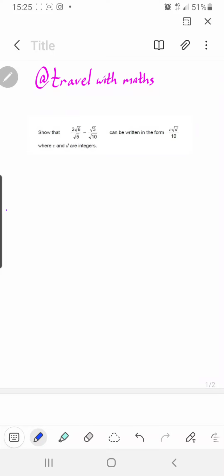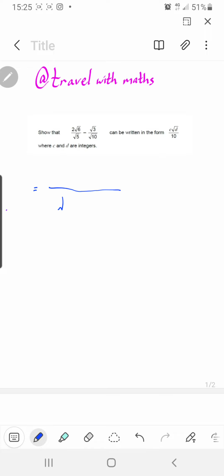Right, now there are two ways to do this. You can either rationalize each fraction and then deal with it accordingly, or it's a fraction take away another fraction, so you can do the butterfly method and then rationalize the denominator later. Okay, I would go for the butterfly method.